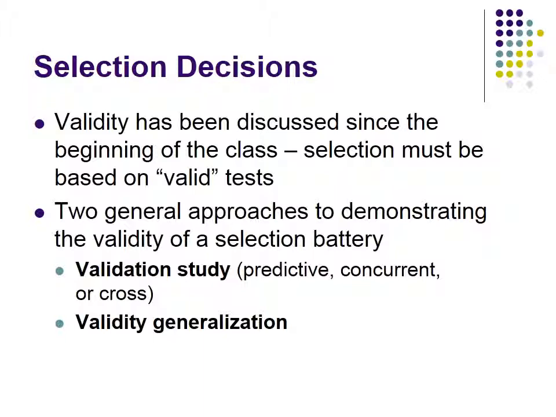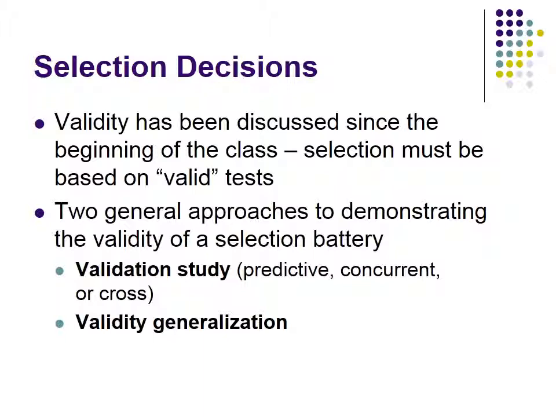Beyond that, once we actually collect the information, we want to make sure that the test is strongly related to performance and performance measures in the job. That's also another way that we validate the test. There are two general approaches to demonstrating the validity of a selection battery, and most organizations that have a strong selection system are going to want to use one or the other of these to provide evidence to themselves that their selection process is working, but also for legal protection reasons.